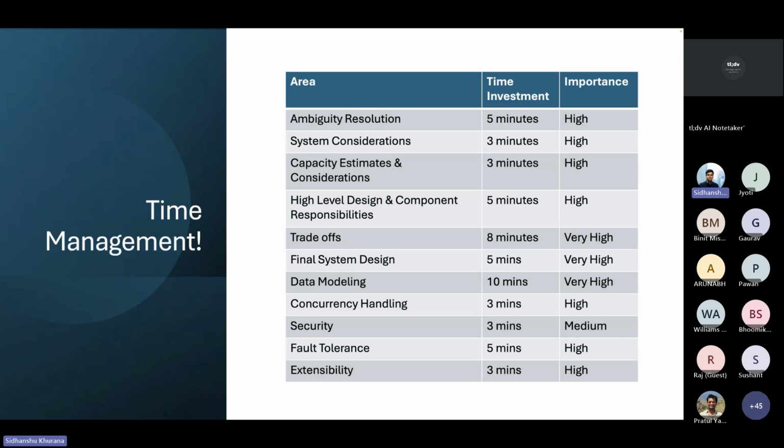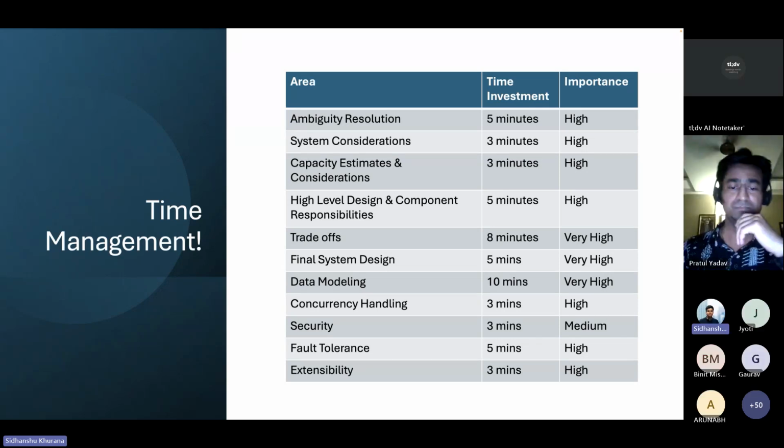Trade-offs importance is very high, and we should definitely discuss 6 to 7 very good and interesting trade-offs, showing off our breadth of knowledge. And then final system design, we should discuss at least 5 minutes, I would say. Again, importance is very high. Data modeling is extremely high importance, again, 10 minutes. Then concurrency, 3 minutes, security, 3 minutes.